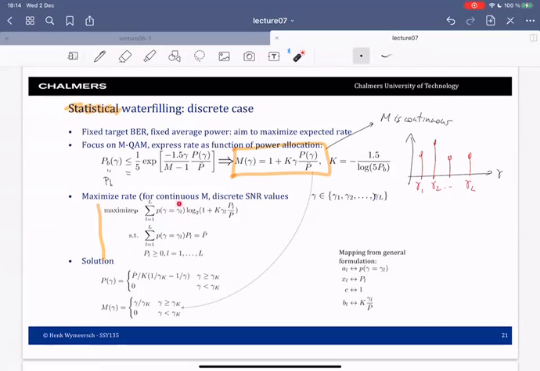If the channel has a certain SNR gamma L, then we will have a certain rate, log 2 of 1 plus the signal to noise ratio. No, that's not true, sorry. This here is actually M of gamma. So when we have a certain gamma L, we will use a certain number of constellation points, which then leads to a certain rate, log 2 of M. Right, so if M is 8, we will send 3 bits using this SNR.